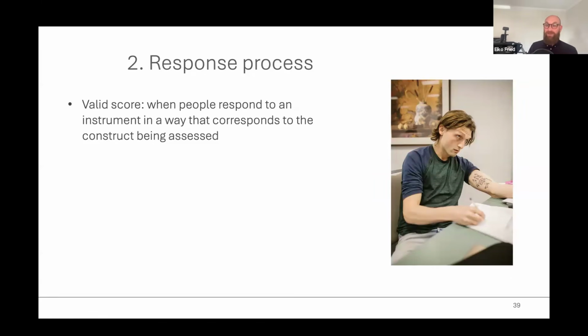So this person here is doing a math test and they're clearly not using the construct that we want to measure in a math test, mathematical intelligence. They're cheating by looking at their arm, which is not the response process. So the test score of this person on this math test will not be a valid response, of course.